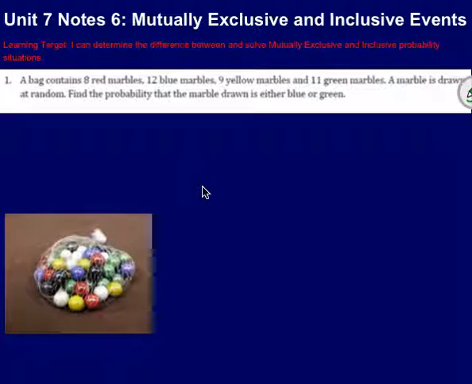All right, welcome. Unit 7, Note 6, mutually exclusive and inclusive events. So this could be a long video if I can't talk. But it says a bag containing 8 marbles, 12 blue, 9 yellow, and 11 green. A marble is drawn at random. Find the probability that the marble drawn is either blue or green.